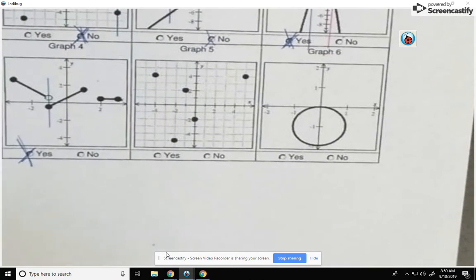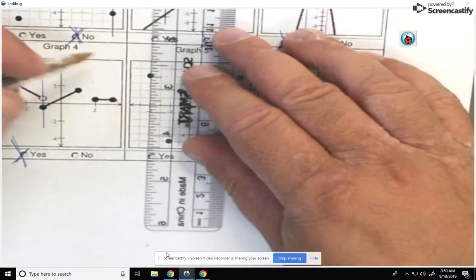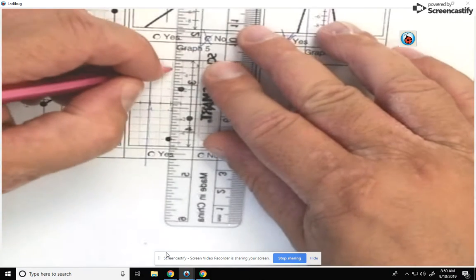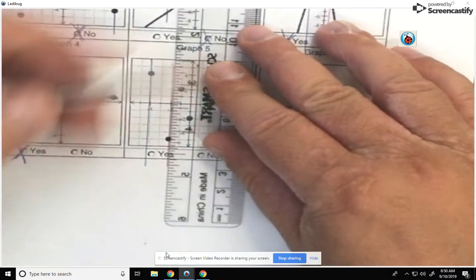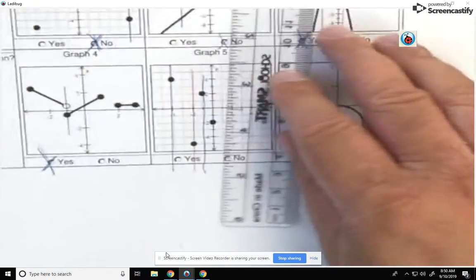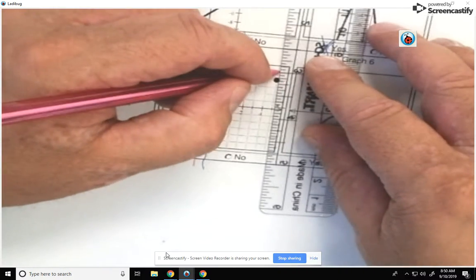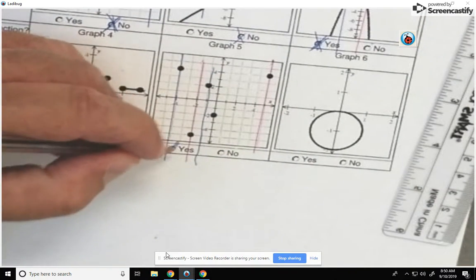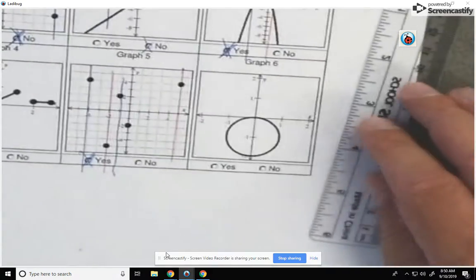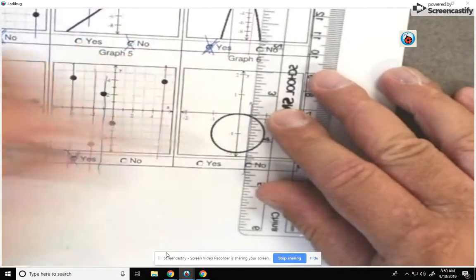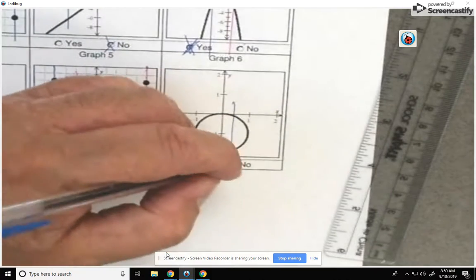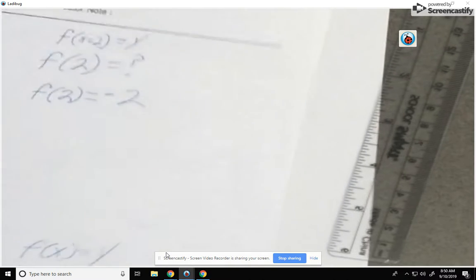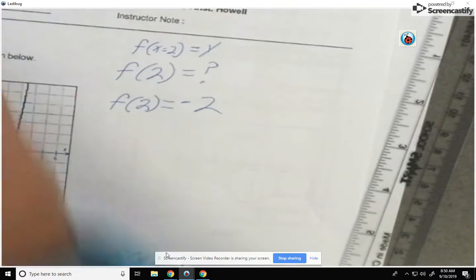Okay, graph 5. Again, basically anywhere I see a dot, I kind of try drawing lines, see if any line would hit more than one dot. Okay, and what I'm seeing is that basically that's not happening, therefore this one would be a function. And then lastly here, again, hitting 1, 2 spots, so not a function. So that was the notes for 1.2b, functions and relations.